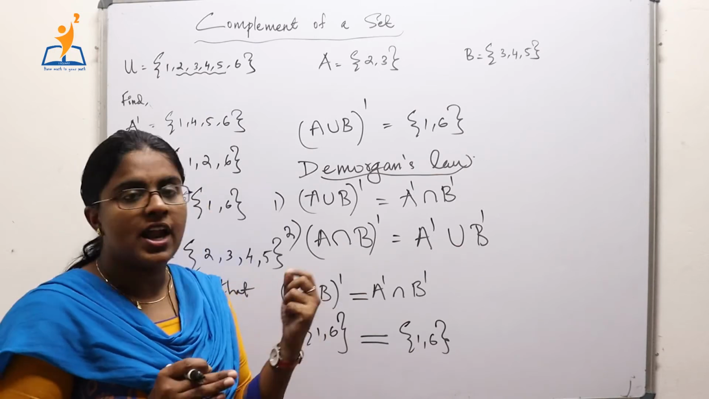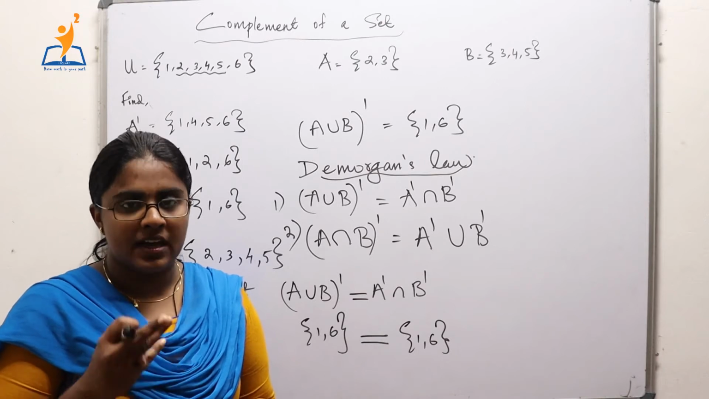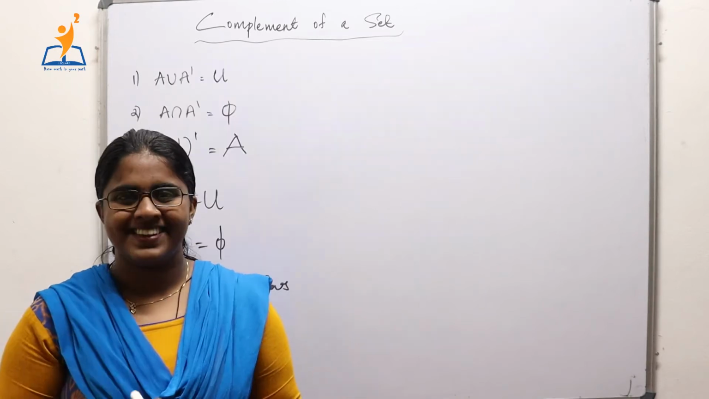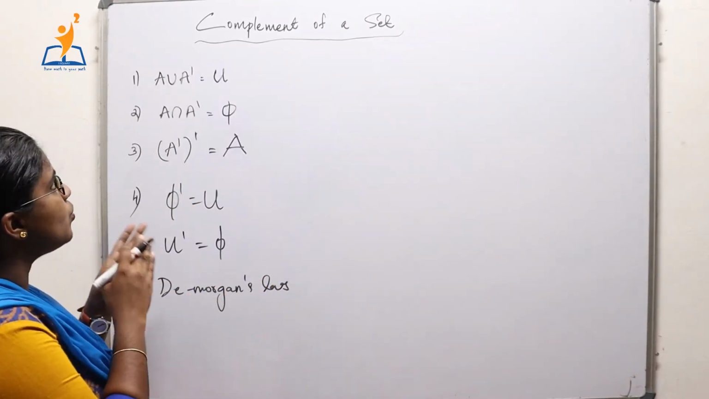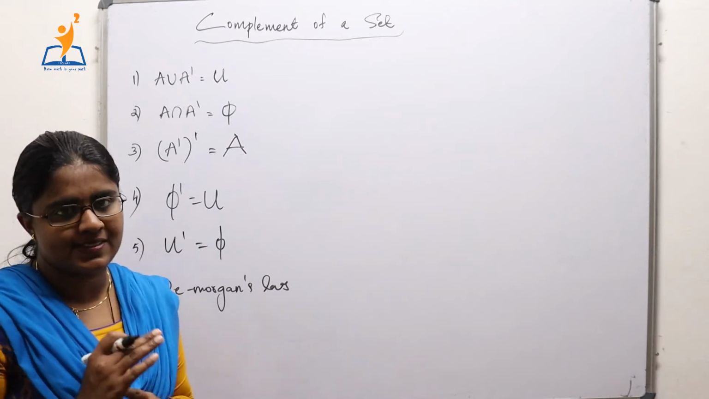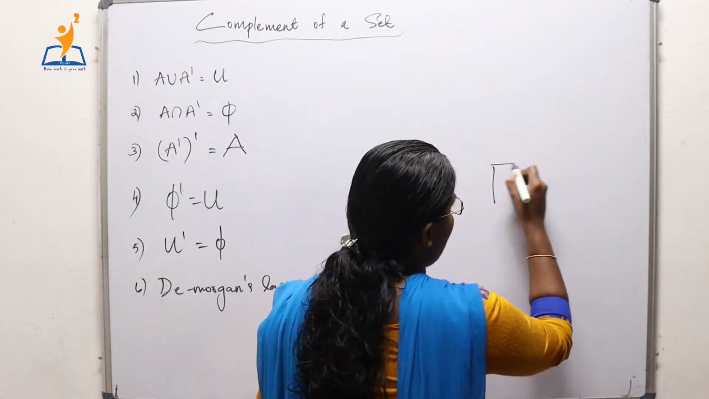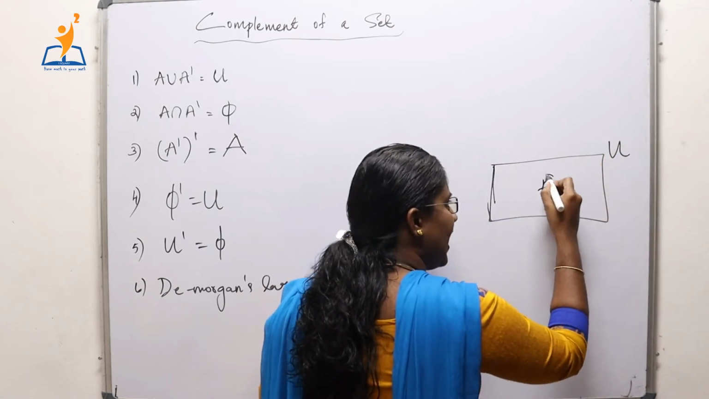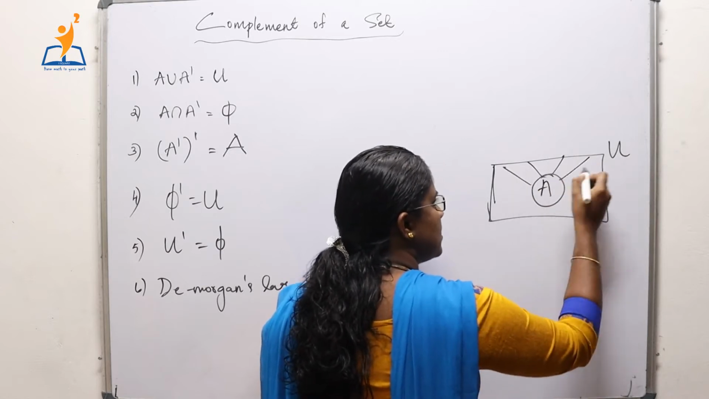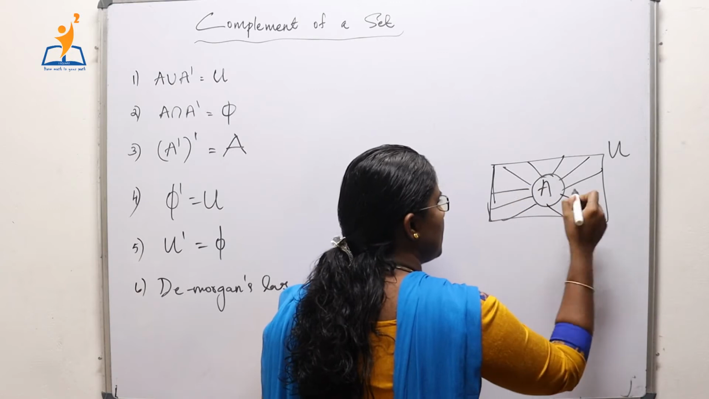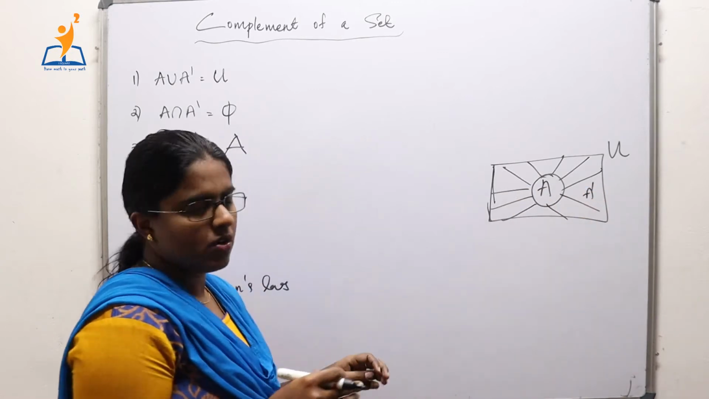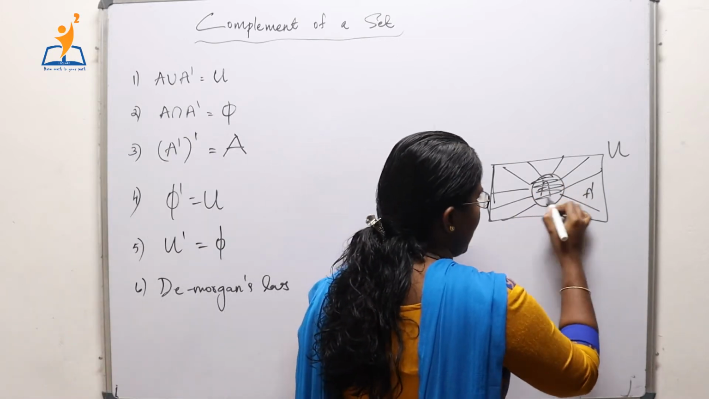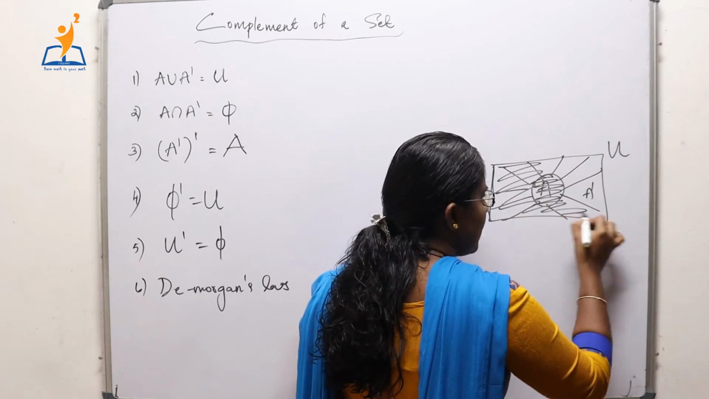Now we shall do some more properties. We shall find some new properties for complement of a set. Now see these properties. A union A complement is the universal set. Let's check whether A union A complement is the universal set or not. This is our A and the rest of the portion is our A complement. So what is A union A complement? Which means the set of all elements from A and all elements from A complement.